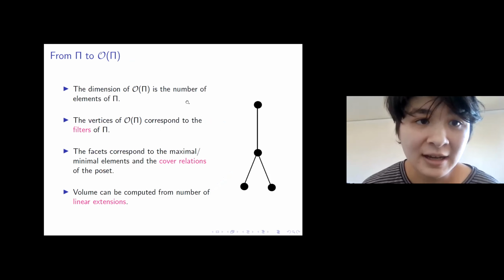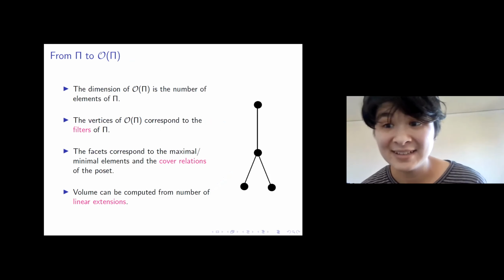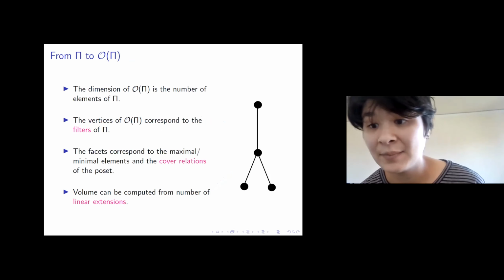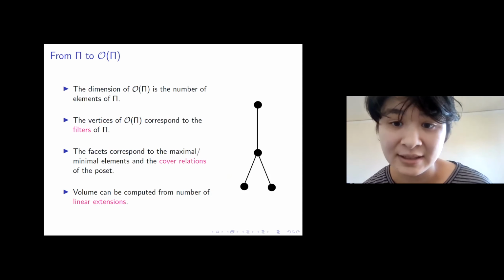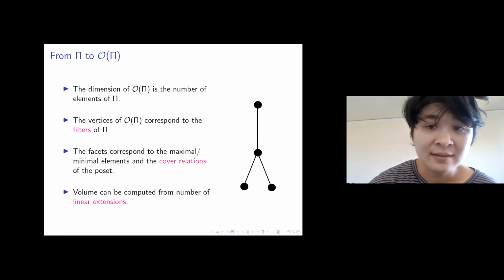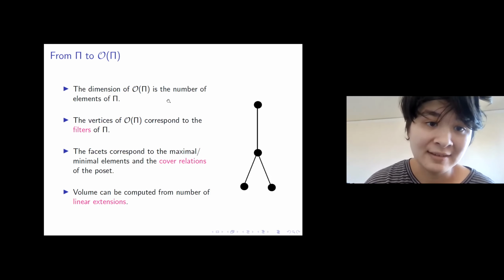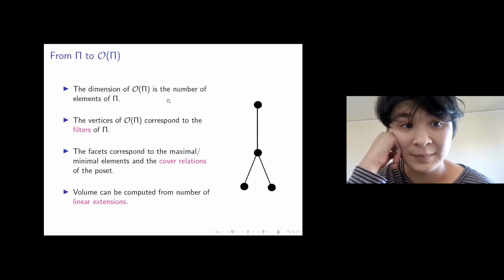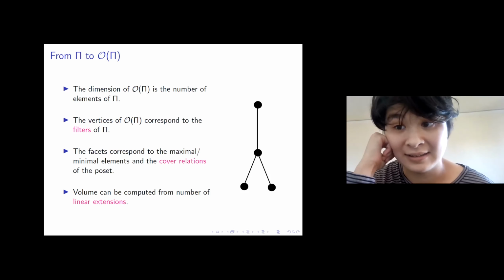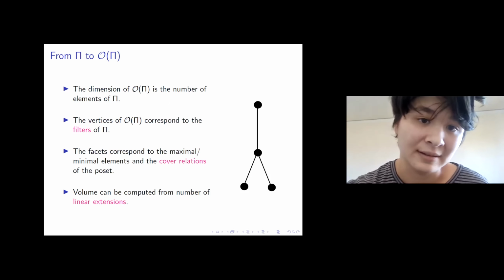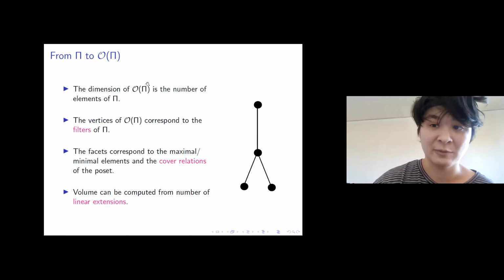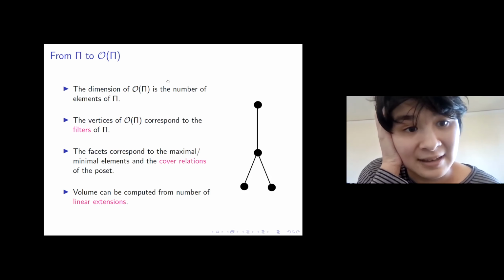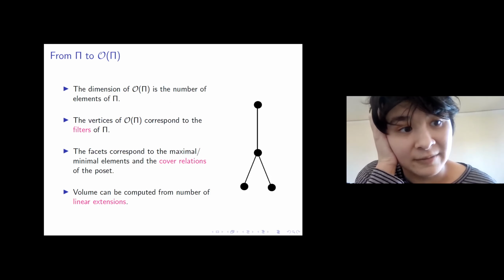So one really cool thing about this is that inside of this shape, there was a lot of information about your original poset encoded. So this is kind of like a geometric representation of your poset. First of all, you can see in the previous example, we had a poset on 2 elements, and the order polytope had dimension 2. So the dimension of the order polytope, and O of pi is notation for the order polytope that I'll use, is equal to the number of elements in your original poset.